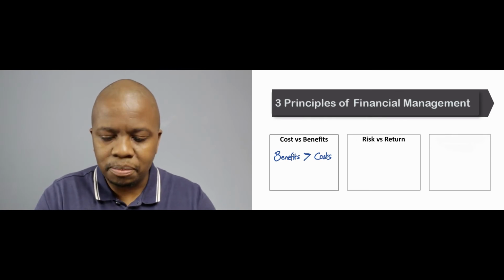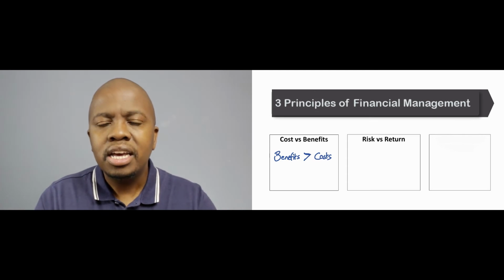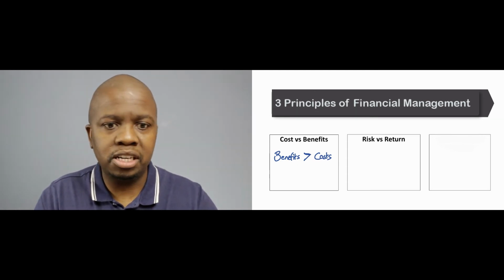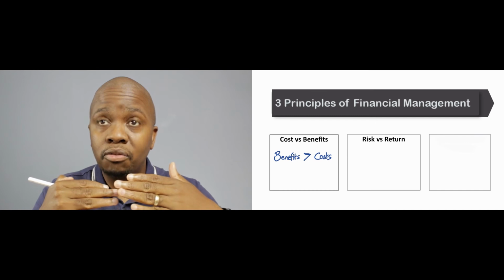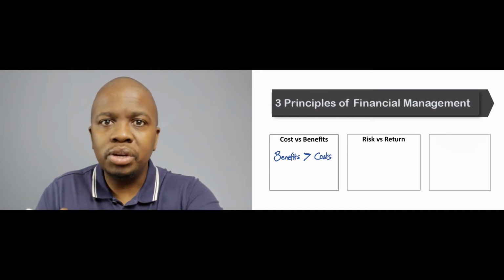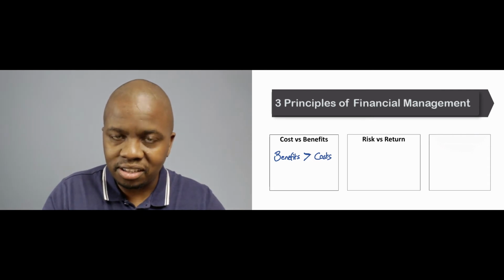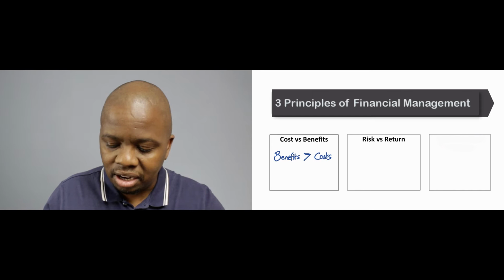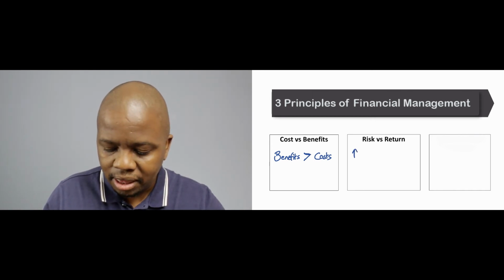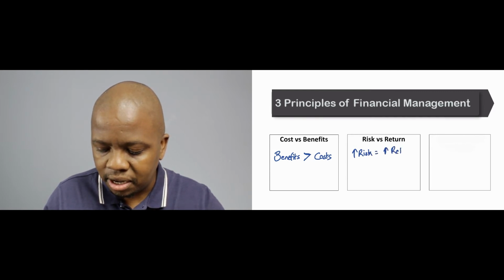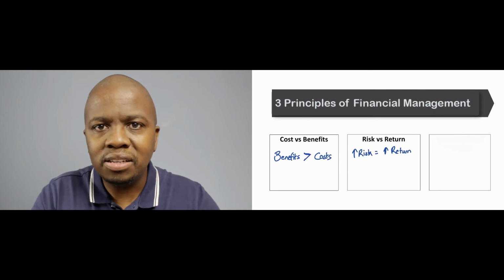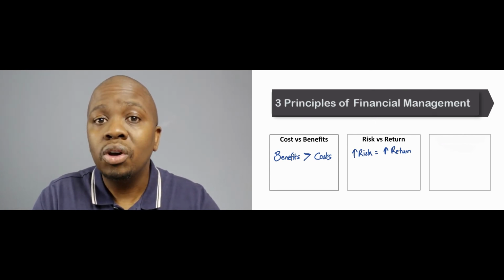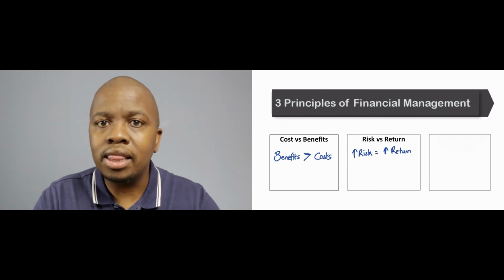The second principle is the principle of risk and return. Every business decision carries risk, and risk just means that we are not sure what the result is going to be. From the decision we're making to the result is the risk. So the risk versus return principle says the higher the risk, the higher the expected return. So if you're entering into a risky business deal, you must expect that that risky business deal is going to yield more financial return for you than one that is less risky.